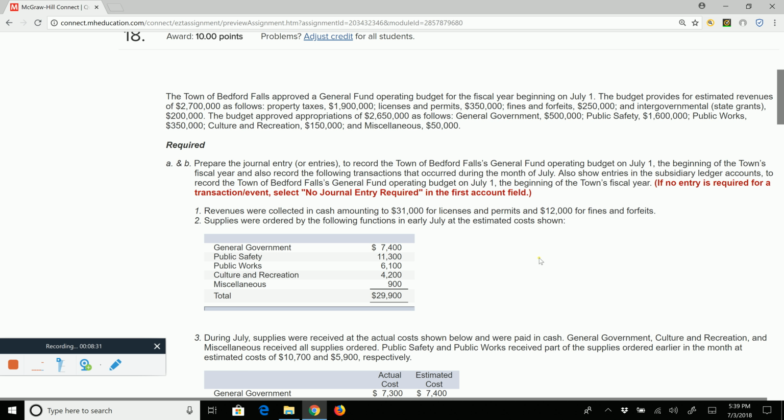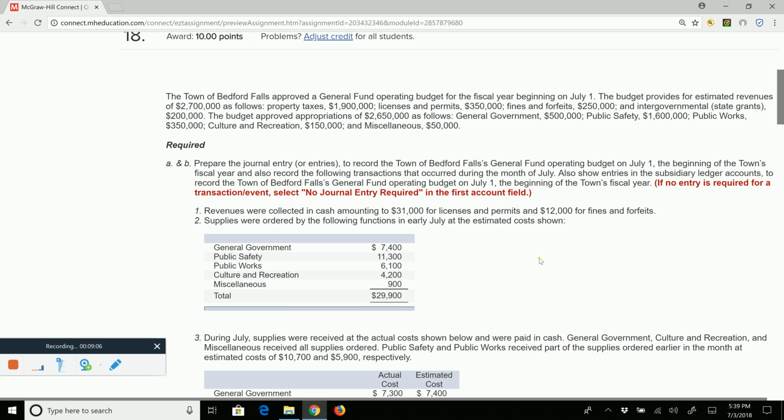All right, so we have the town of Bedford Falls. They approve a general fund operating budget for the fiscal year beginning on July 1st. The budget provides for estimated revenue. So this is the budget. The budget for revenues will be $2.7 million, and you can see the breakup of where those revenues are going to come from. And the approved budget also comes with appropriations. So this is the budget for the expenditures totaling $2,650,000, and we see the breakdown there.